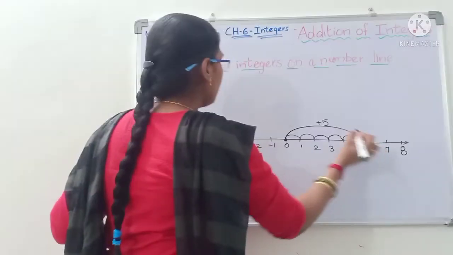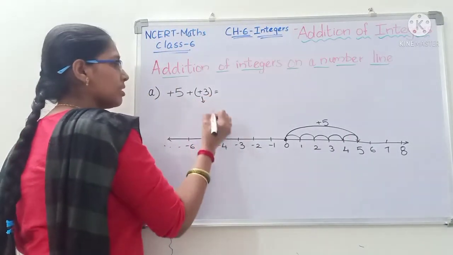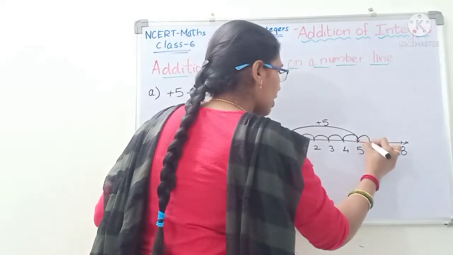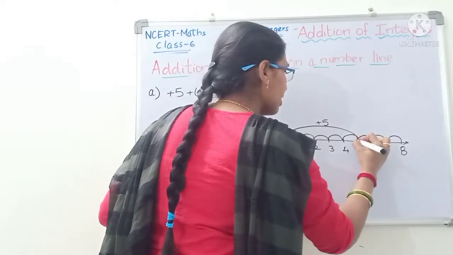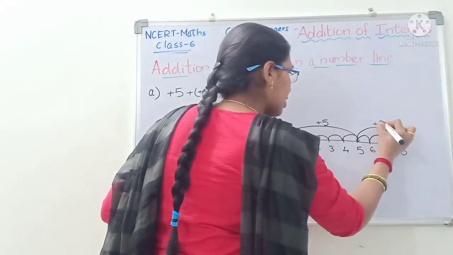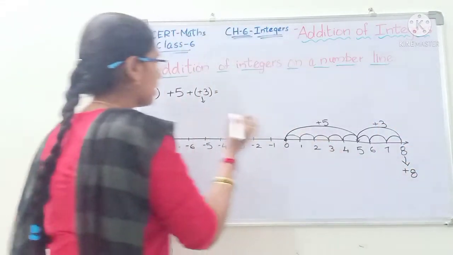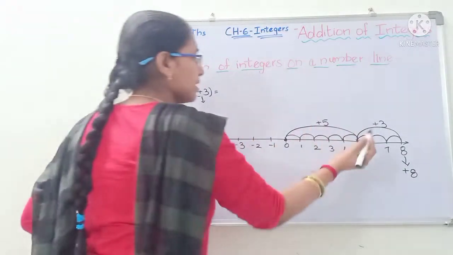Then plus 3. From 5 they are asking plus 3. Plus means again you should move in the right direction. 1, 2, 3 steps further. Where will you reach, children? Plus 8. The answer is plus 8. Plus 5 and plus 3 is plus 8.